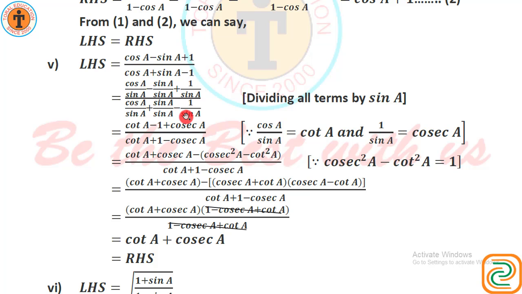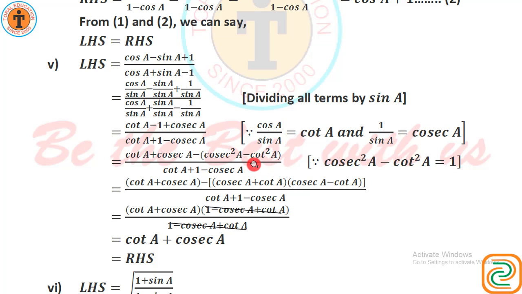What I got? This will be cut off, therefore 1. This will be cut off, therefore 1 in the denominator. And cos upon sin, that is cot A. 1 upon sin, that is cosec A. Okay, now it is tricky. What I did, cot A plus cosec A, I have taken as it is, cot A plus cosec A, right? But minus 1 is converted into cosec square A minus cot square A.